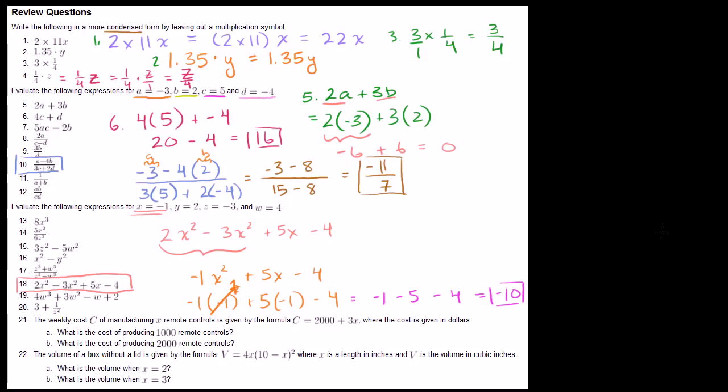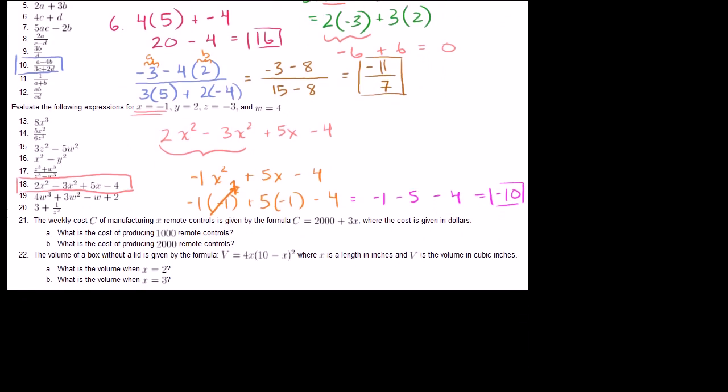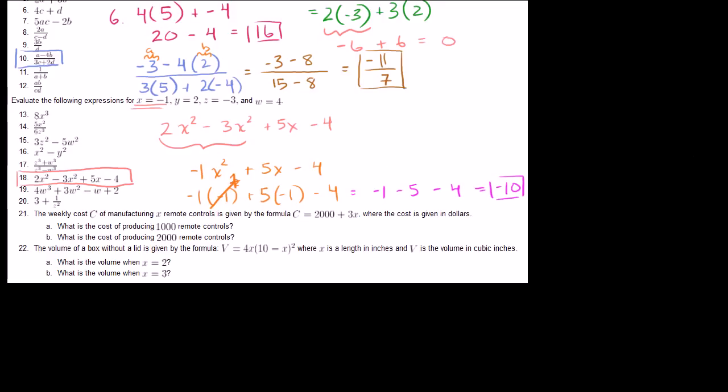And I'll do these last two just to get a sample of all the types of problems in this variable expression section. The weekly cost, C, of manufacturing X remote controls is given by this formula. The cost is equal to 2,000 plus 3 times the number of remote controls, where cost is given in dollars. Question A, what is the cost of producing 1,000 remote controls? Well, the number of remote controls is X.